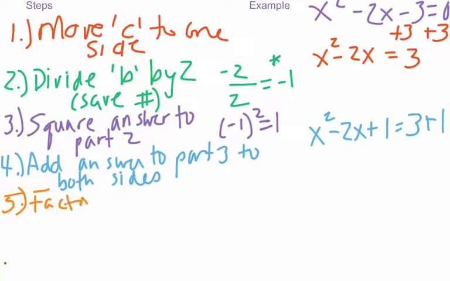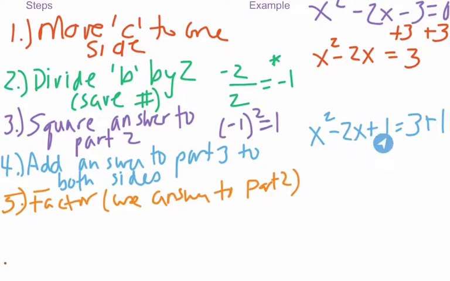So factor and use the answer to part 2. Okay, that would be what we saved up here, the -1. So you could go through the factoring the long way, where you say, okay, I need 2 numbers that multiply to 1 and add up to -2, and that's going to be -1 times -1, and x minus 1 times x minus 1. You don't have to do it, because it's always going to come out like this. It's going to be whatever number you got up there is what's going to go into your parenthesis down here. And that's what completing the square is. So that factors into x minus 1 squared, and then 3 plus 1 is 4.